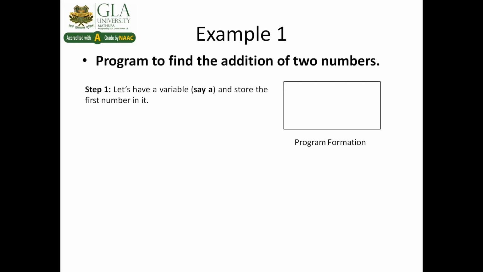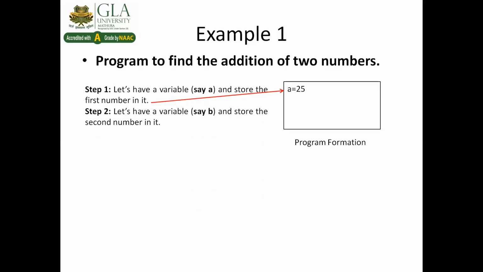So let's have a variable say a and store the first number in it. So let us say that a equal to 25. So what a equal to 25 is doing, it is storing the value 25 in the variable a. In the second case, let's have a variable say b and let's store the second number in it. So the code would be somewhat like this, that we are going to write b equal to 27. So the value 27 has got stored in the variable b.